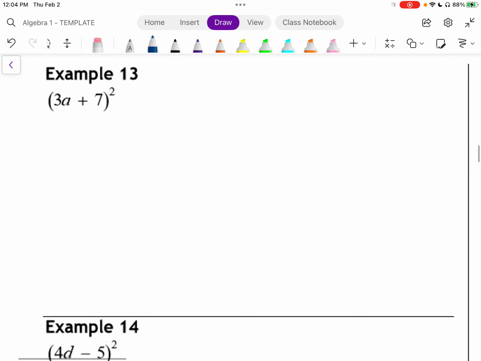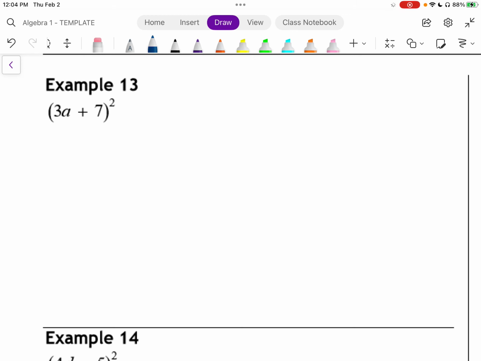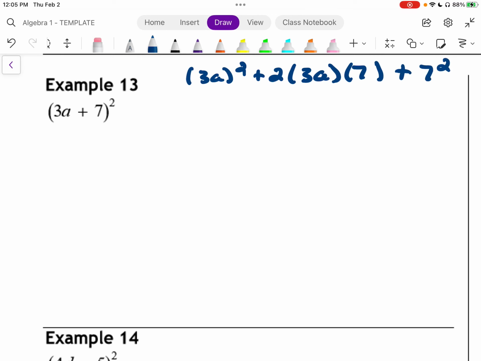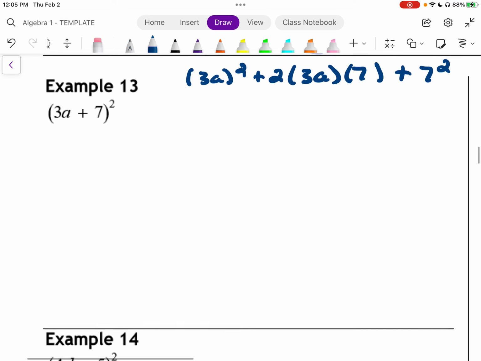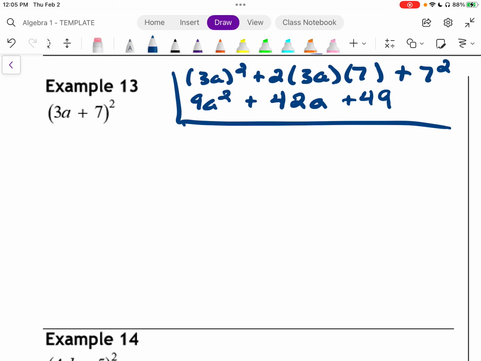Let's look at example 13 here. 3a plus 7 squared. Right here, that's a good time to use the formulas that we had up top. You could say that this is going to be 3a squared plus 2 times 3a times 7 plus 7 squared. Let's just go ahead and write this out. This would be 9a squared plus 42a plus 49, and that's our answer. That's awesome if you do it that way, but I'm going to show you the longhand way to do it.